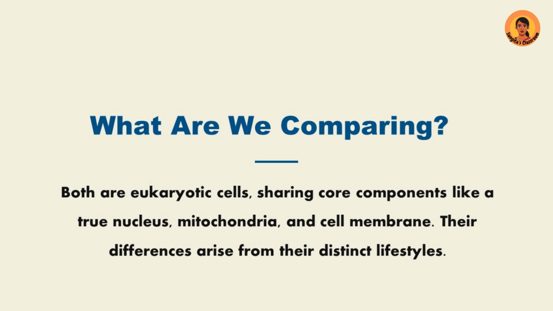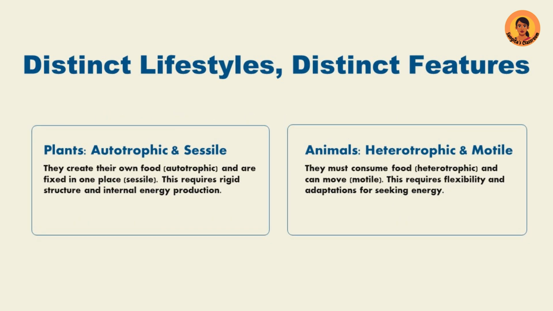But their differences arise from their distinct life cycles. Here are the distinct lifestyles. Think about plants. They are autotrophic in nature. That means they create their own food. But they are fixed in one place. That means they are sessile. They require a rigid structure for their support, and also they need constant internal energy production.